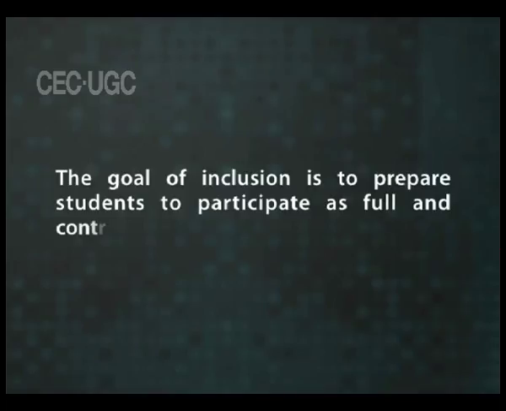the needs of children. Inclusive education means welcoming all children without discrimination into regular or ordinary schools. It refers to the process of educating all children in their neighborhood school regardless of the nature of their disabilities. Inclusive education provides appropriate support services and supplementary aids for everyone involved in the inclusion process. The goal of inclusion is to prepare students to participate as full and contributing members of society.